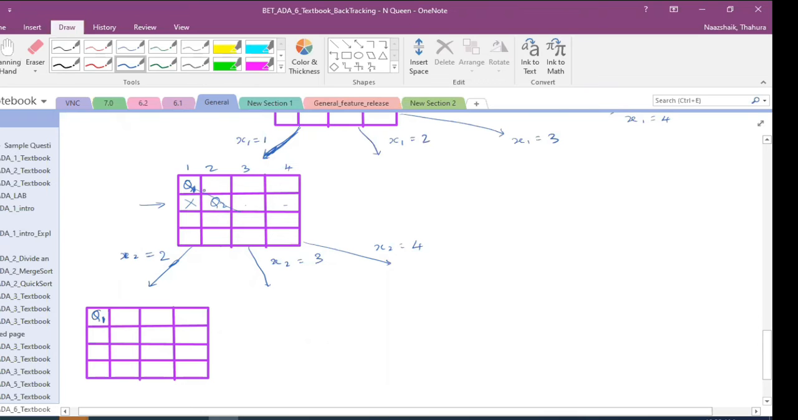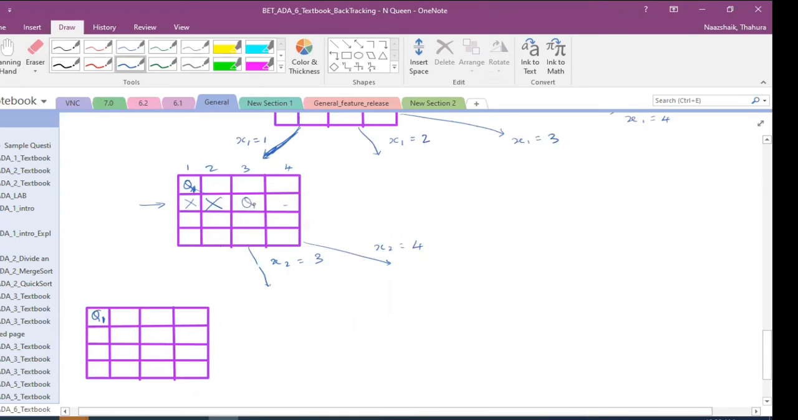Correct, no? I can't place here, because we said I can't place here. Even diagonally the queen will hit, right? So even x2 is not a choice for me. Sorry, x2 is also not a choice for me. I can't place here. So the only two choices you have.